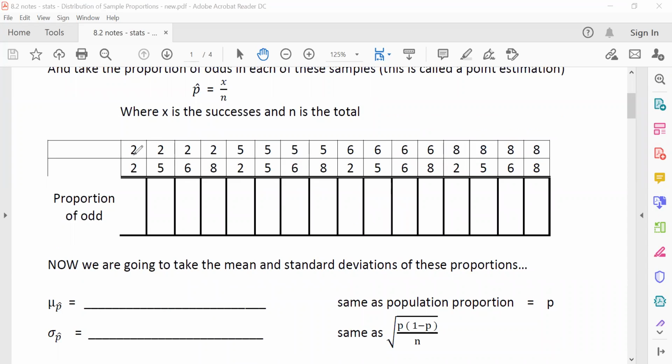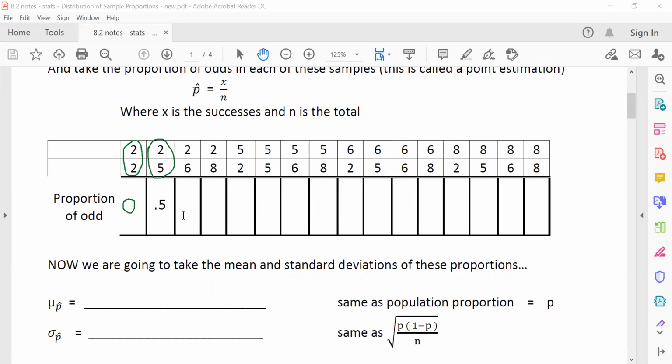The proportion of odd numbers in this sample, well, there aren't any. It's going to be 0, 0 out of 2. In this sample, you have 2 values, 2 and 5. 1 out of the 2 is odd, so you have 0.5 as the proportion in that.